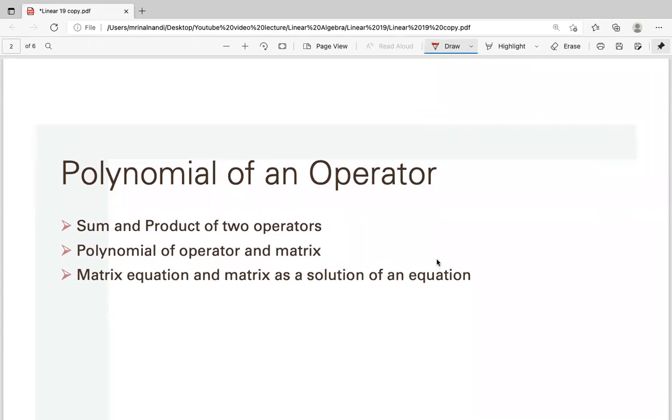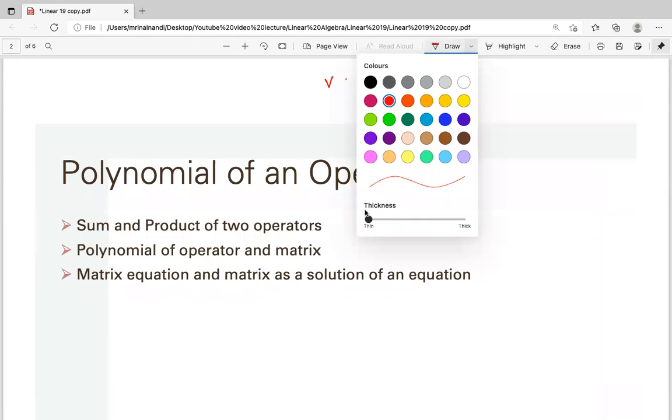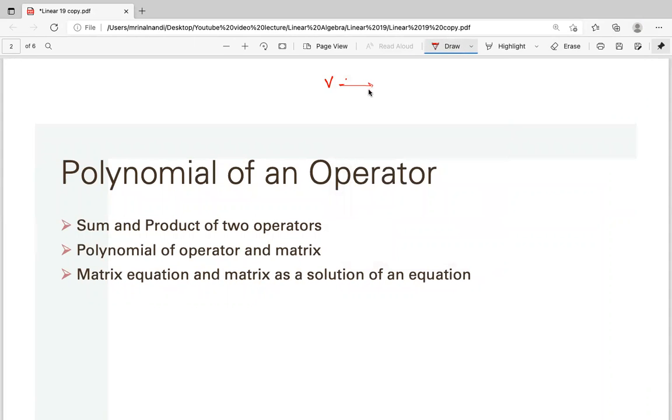So what is a polynomial of an operator? We know what is an operator, a linear operator. V is a vector space, and T is a linear operator from V to V, a linear transformation from V to V, which is called a linear operator. Linear operator means both the domain and codomain are V. Now, what is a polynomial of the operator?